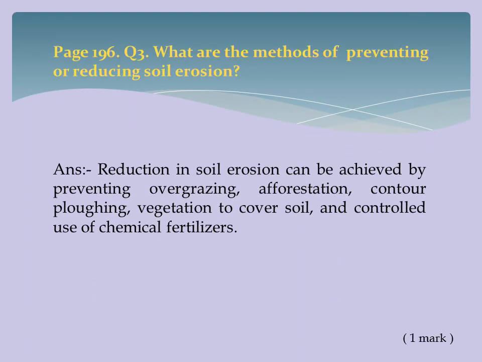Page number 196, question number 3. What are the methods of preventing or reducing soil erosion? Answer. Reduction in soil erosion can be achieved by preventing overgrazing, afforestation, contour plowing, vegetation to cover soil, and controlled use of chemical fertilizers.